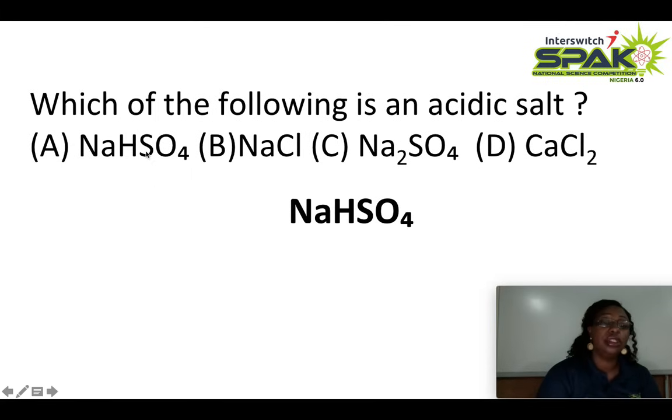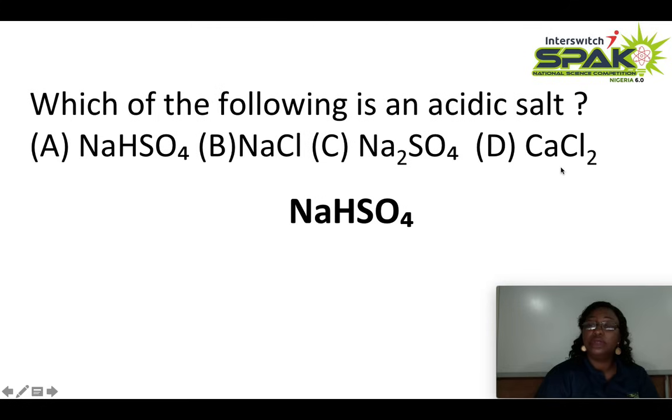Yes, it has not replaced all the hydrogen, so it can still react further to give you Na2SO4. So this is an acidic salt. Sodium chloride is a normal salt from a strong acid and a strong base. So this is a normal or neutral salt. The same thing goes for sodium tetraoxosulfate 6. Sodium is from a strong base, and SO4 2- is also from a strong acid. So both will give a normal or neutral salt.